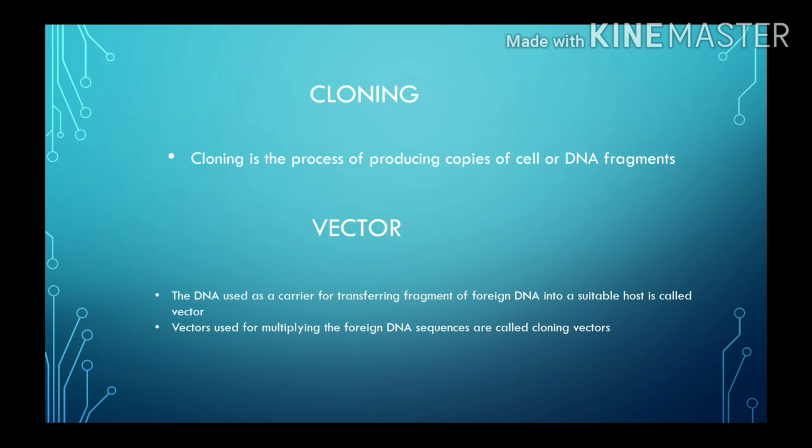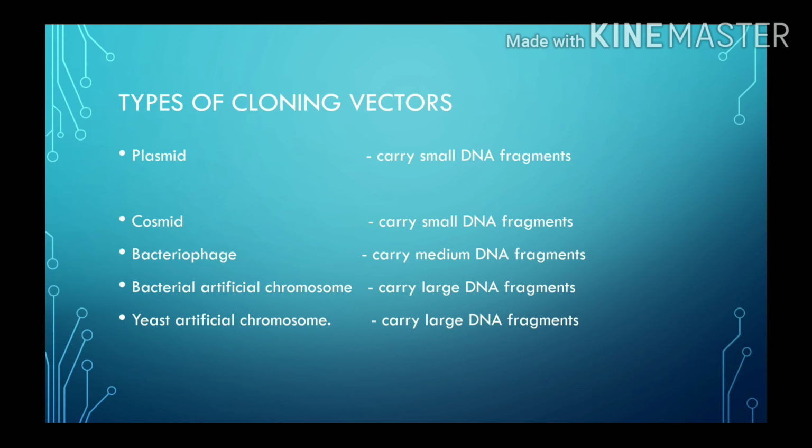The DNA used as a carrier for transferring a fragment of foreign DNA into a suitable host is called a vector. Vectors used for multiplying the foreign DNA sequences are called cloning vectors. Here foreign DNA is nothing but the target DNA which we isolate from the human cell. Next, types of cloning vectors.